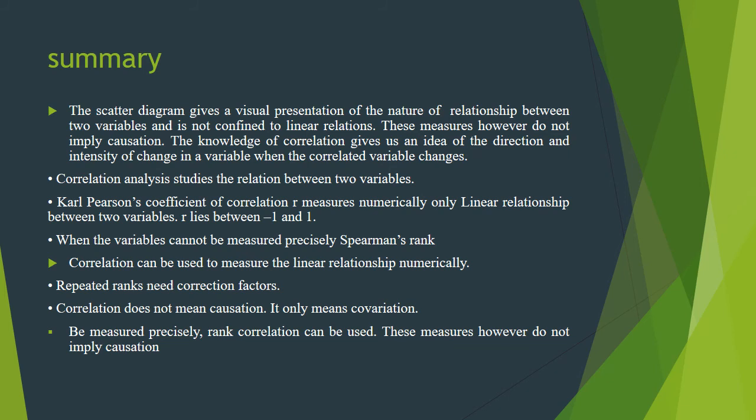Karl Pearson's coefficient of correlation measures numerically the relationship between the two variables. When the variables cannot be measured precisely, Spearman rank correlation can be used to measure the linear relationship numerically. Repeated ranks need a correction factor. Correlation doesn't mean causation, it only means covariation. These measures, however, do not imply causation.